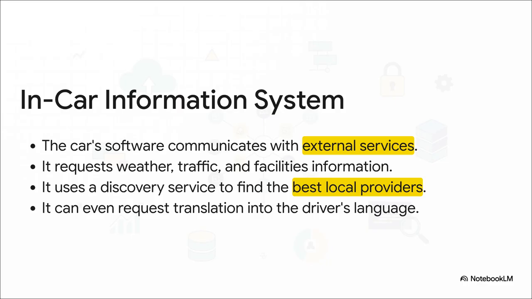A perfect everyday example is the info system in your car. The software in the dashboard doesn't actually know how to predict the weather or translate languages. It can't do that. Instead, it just acts like a manager. It sends out a request to a weather service, a translation service, a traffic service, and then it just collects the answers and presents them to you on the screen. The real power isn't in the car's software itself, but in its ability to combine these other services.